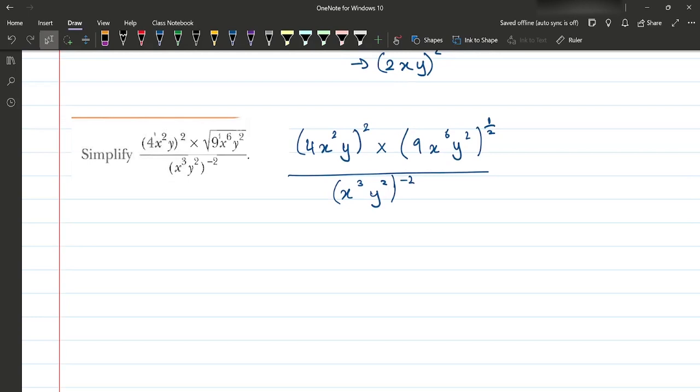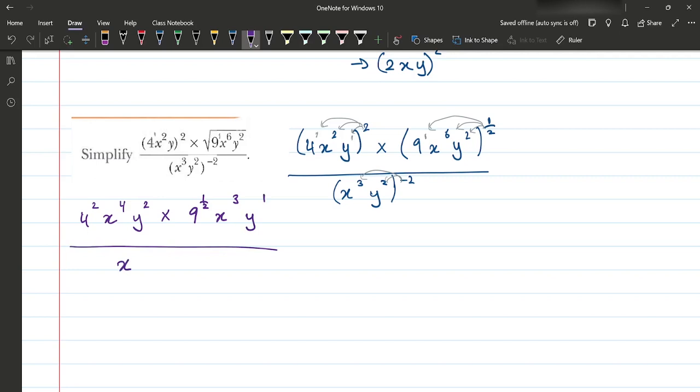Alright, so what do we do next? We're going to start distributing the power. So this is the power of 1, this is the power of 1, this is the power of 1. That'll come in handy because when we're multiplying the powers, we will know what to do. Alright, so 4 squared x to the power 4 and y to the power 2 multiplied by 9 to the power half, x to the power 6 over 2, which is 3, and then y to the power 2 over 2, which is 1. Okay, and then x to the power 3 times minus 2, which is minus 6, and then y to the power minus 4, because 2 times minus 2 is minus 4.